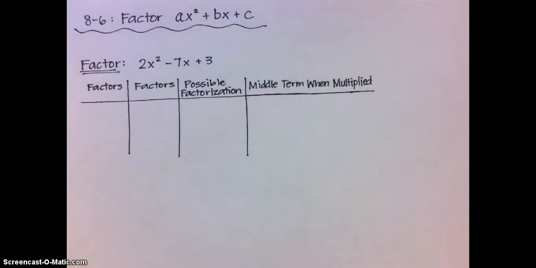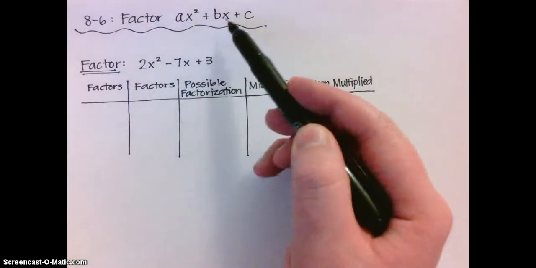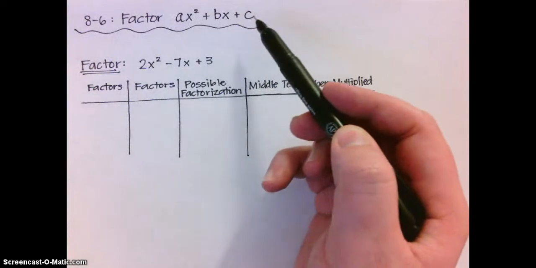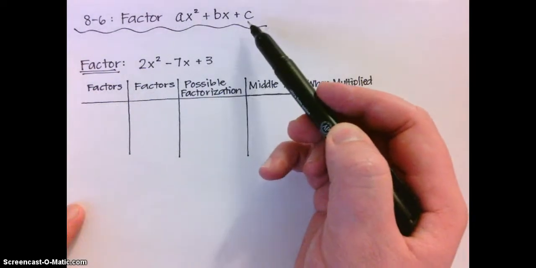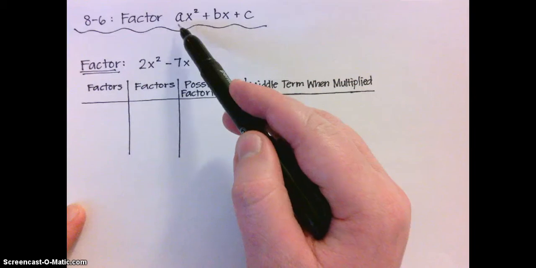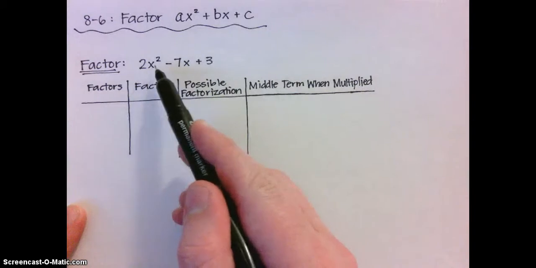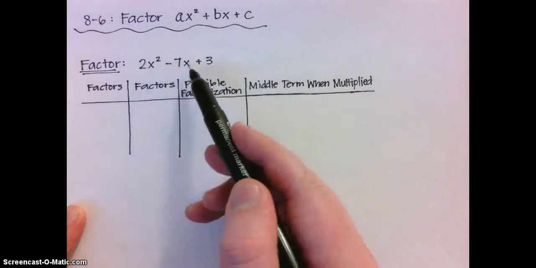Hello class, today's lesson is going to be 8-6 in your books, and it's learning how to factor a polynomial that looks like ax squared plus bx plus c. This looks extremely similar to what you did yesterday, except that now the first term in the polynomial also has a coefficient. Alright, so the first example we're going to try is 2x squared minus 7x plus 3.